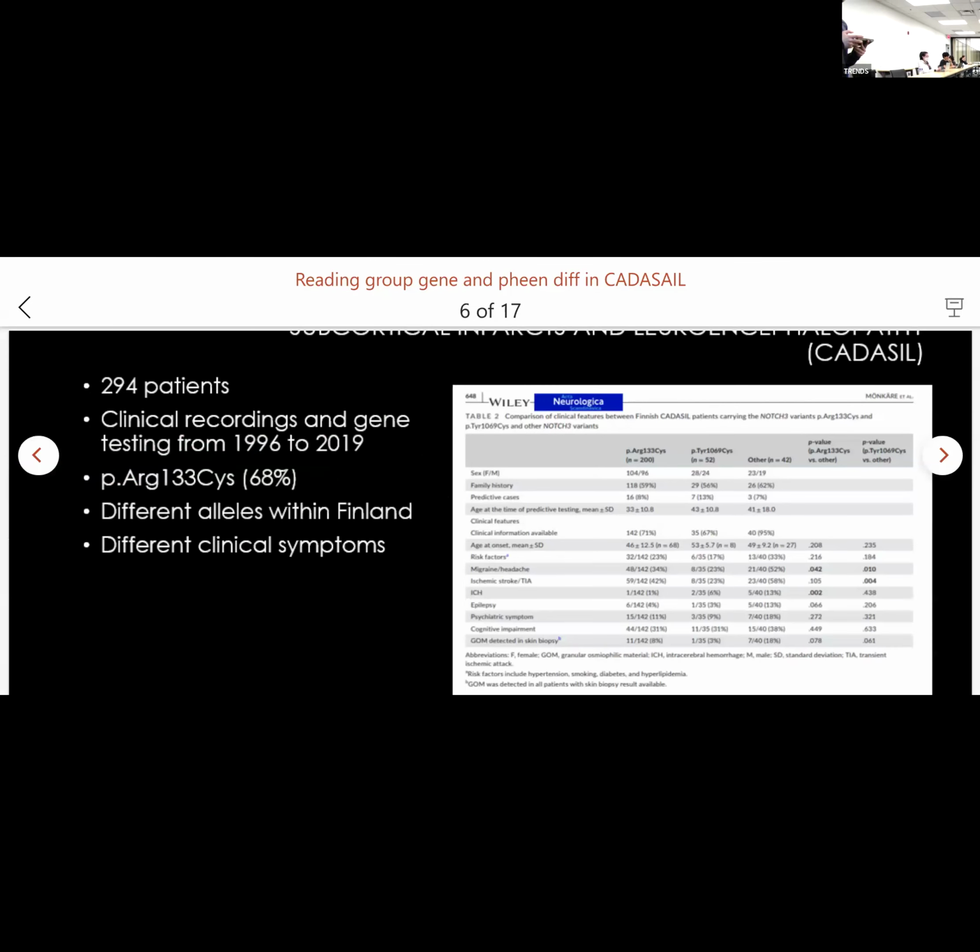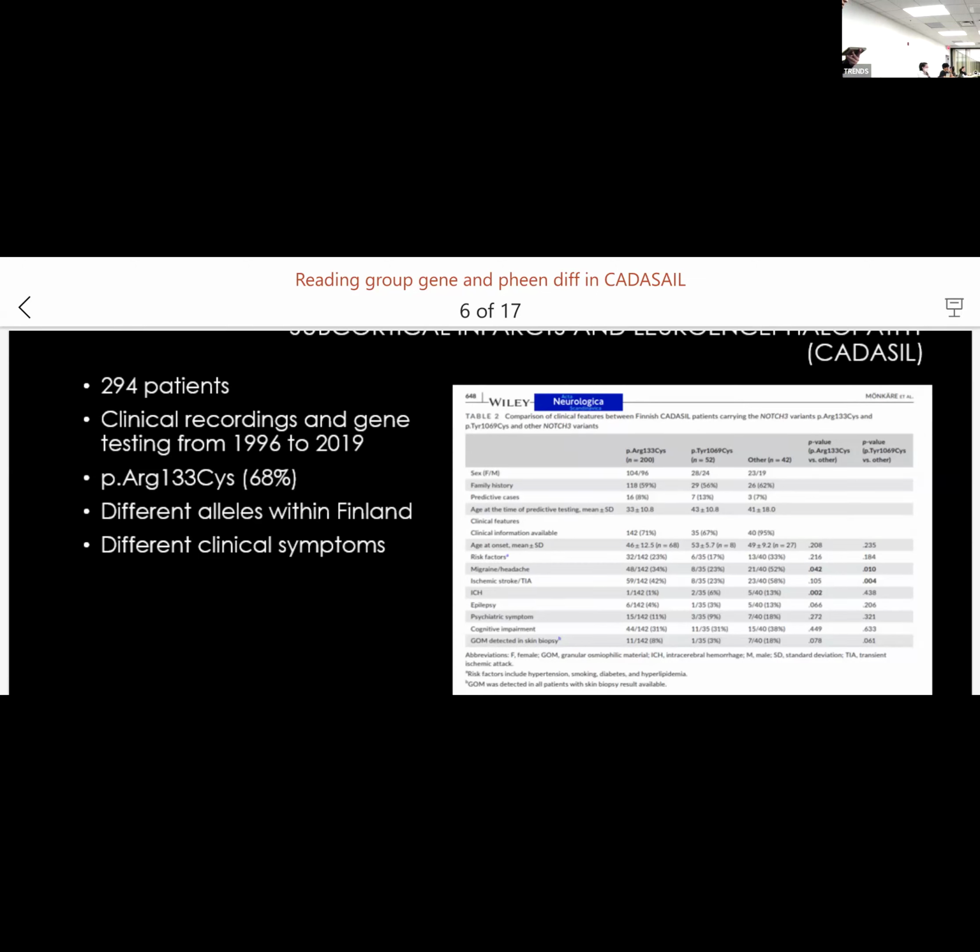And so I'm going to start off this journey of variation in genetic diversity up in Finland. There was this Finnish study that wanted to report their patient population of CADASIL. And so they took 294 patients with a diagnosis of CADASIL. That was actually important. They were diagnosed from the clinical record, and tested anywhere from the range of 1996 to 2019.